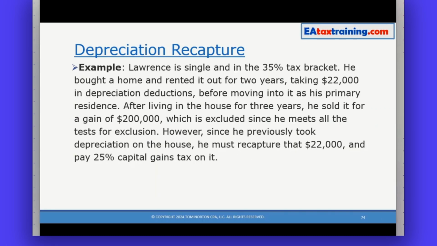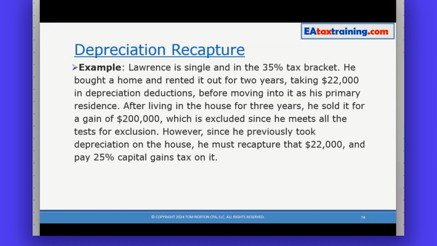So let's do an example. Lawrence is single and in the 35% tax bracket. He bought a home and rented it out for 2 years, taking $22,000 in depreciation deductions before moving into it as his primary residence. After living in the house for 3 years, he sold it for a gain of $200,000, which is excluded because he meets the tests, right? He lived in it and owned it for more than 2 years out of the last 5 years. So he gets to exclude the gain.